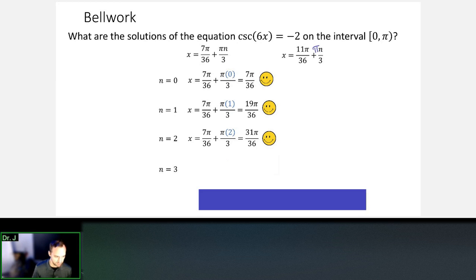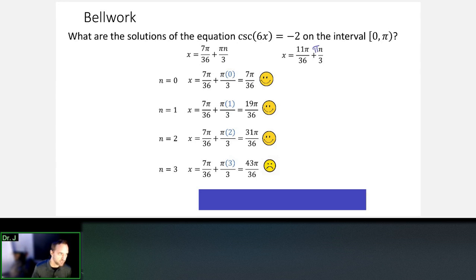Everyone hit the back arrow on your calculator screen and change that from a 2 to a 3. And what do you get? We get 43 pi over 36. Is that between 0 and pi? Nope. So that is a no.